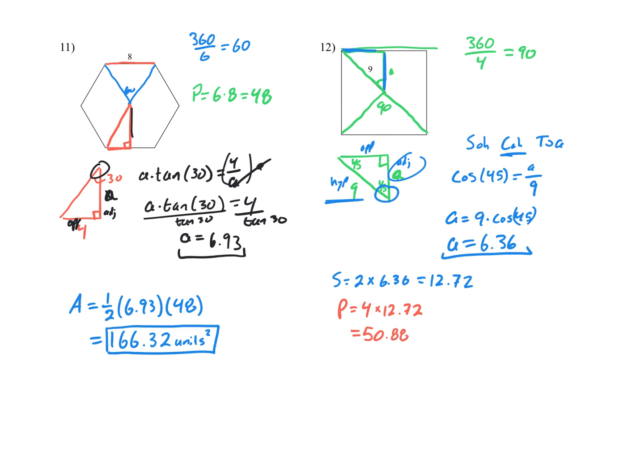And then last but not least, for my area, I'm going to say 1/2 the apothem, which we found to be 6.36, times our perimeter, which is 50.88. And that will give us 161.7984. But they asked us to round, so 161.80 units squared.